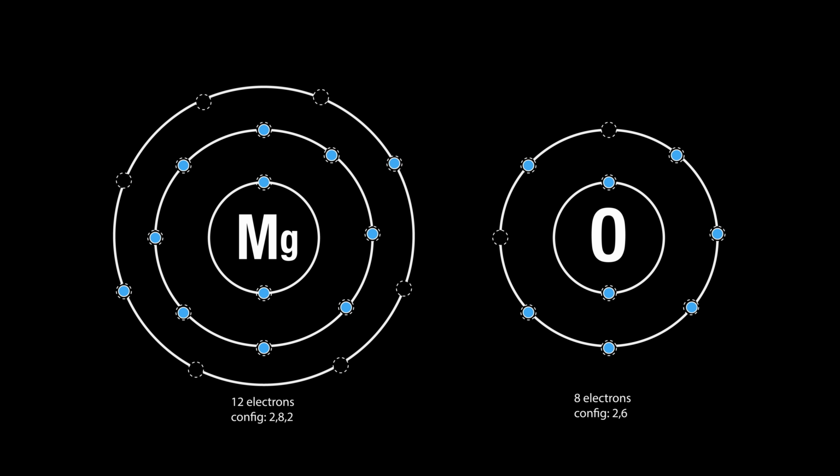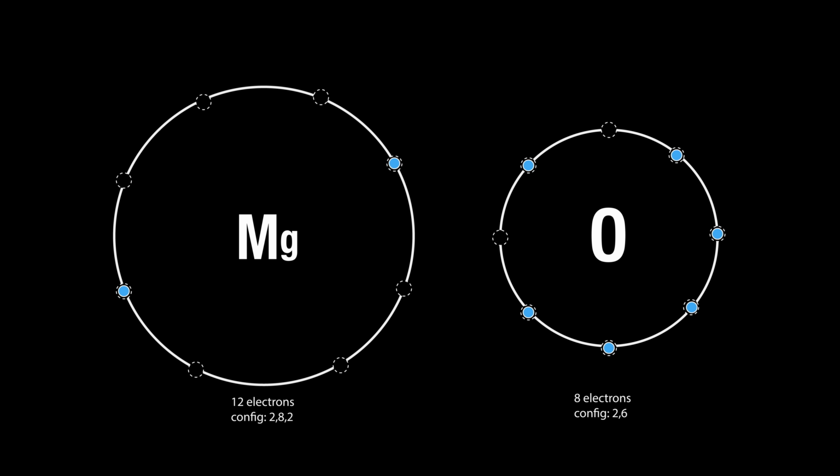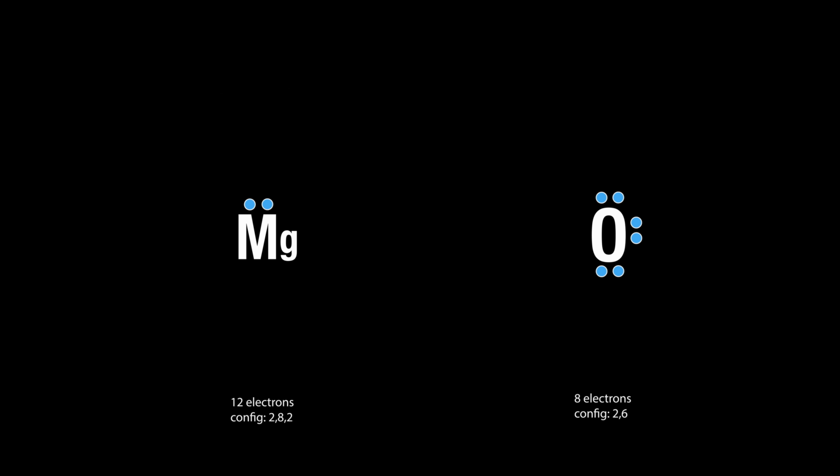Next, remember that only the outer shell of electrons changed, and so we can simplify our diagram by hiding the rest of them from view. For the elements we will be talking about, we will only have a maximum of 8 outer electrons, and so we can position them like this to save time and space.